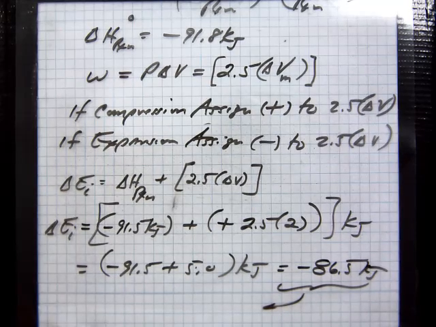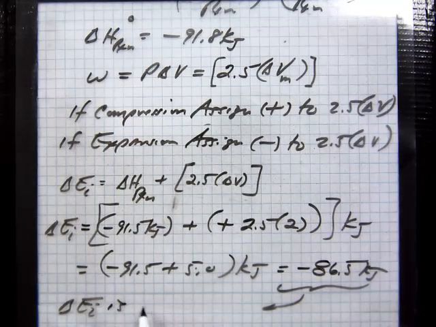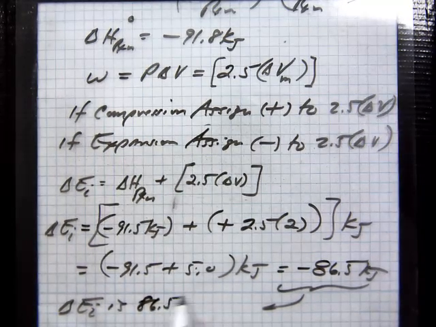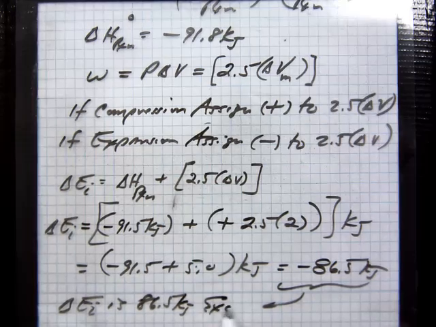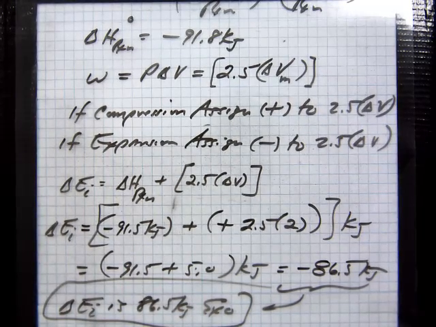This reads, the change in internal energy is 86.5 kilojoules exothermic. Change in internal energy. Just a number. But it takes into account both the work function and the heat of reaction, 2 things that are involved in a chemical reaction.